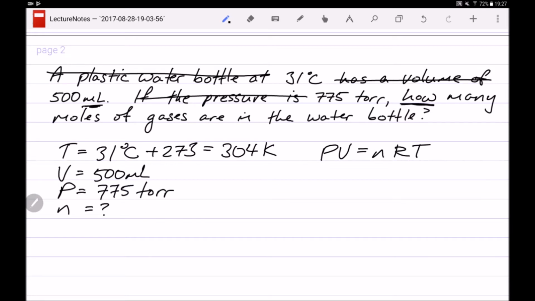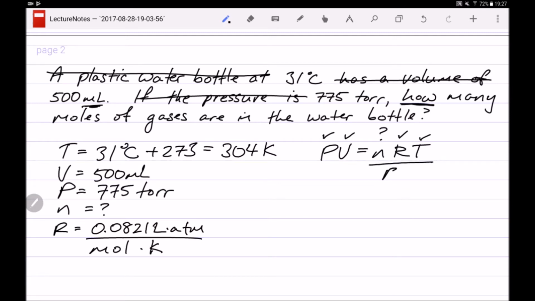PV equals nRT. I have a T. I have a V. I have a P. I'm looking for n, but I don't have R. Except that I do have R, because R is always 0.0821 liter atmospheres per mole Kelvin. So I always know what R is. So let's do the algebra. We're going to divide both sides by what we know to solve for what we don't know. So we'll divide both sides by R and T. n equals PV over RT.